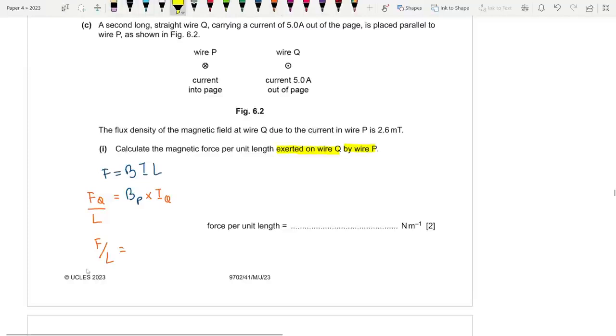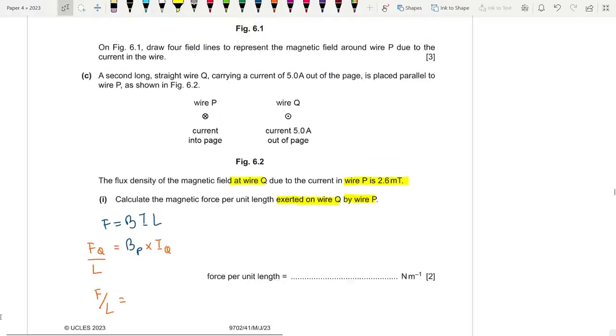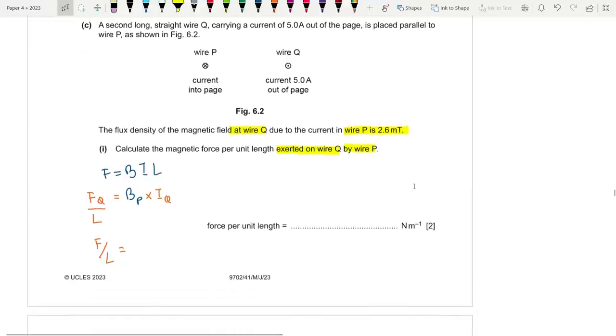The flux density at wire Q, due to the current in wire P, is 2.6 millitesla. They could have tricked you, honestly. They could give you both the field strengths. They do in some questions, so you need to choose one particularly. But it became too easy over here because they only gave you one magnetic field strength, right? So this is the magnetic field strength due to the current in wire P, which is being felt by wire Q. So I'm going to input this value over here.